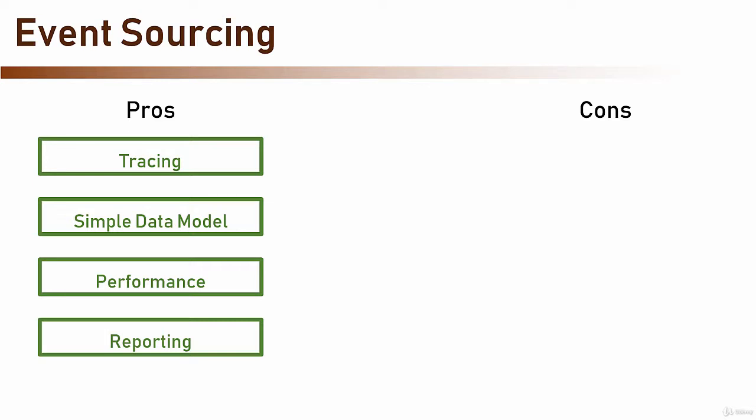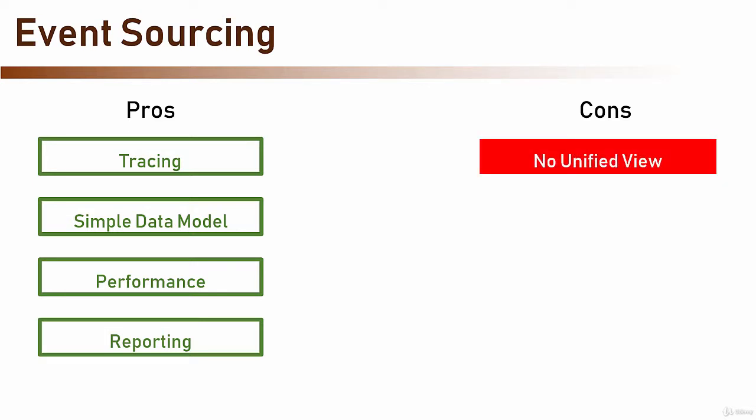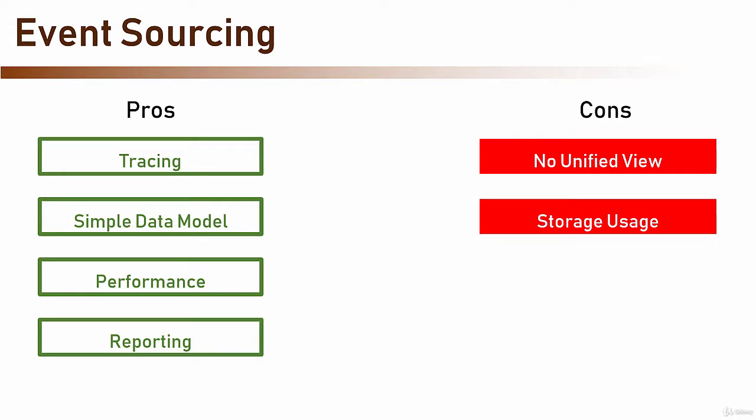Now to the cons. The most obvious one is that there is not a single unified view of the entity. You want to see the current state of the entity? Then you need to go through the events and build the current state. This could take time and resources. The second disadvantage of event sourcing is storage usage. If an entity has a long history, its events will take a lot of storage space. And when there are a lot of entities with a large history, it might become a problem.